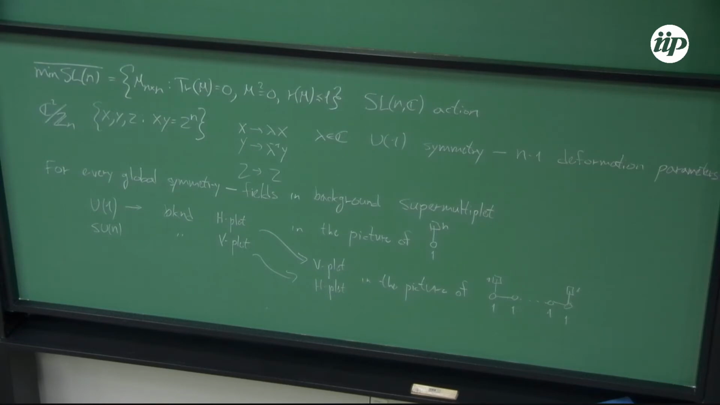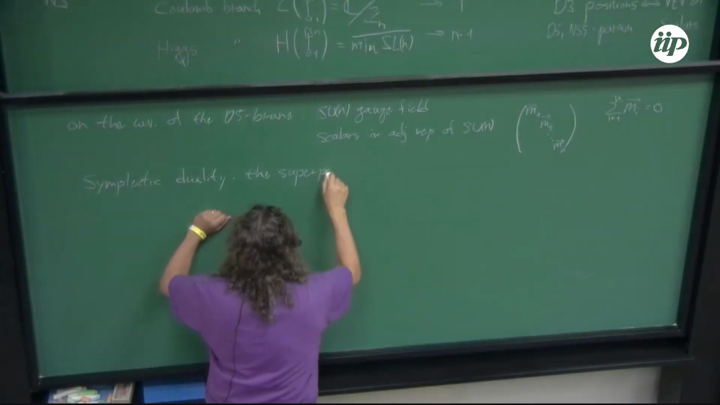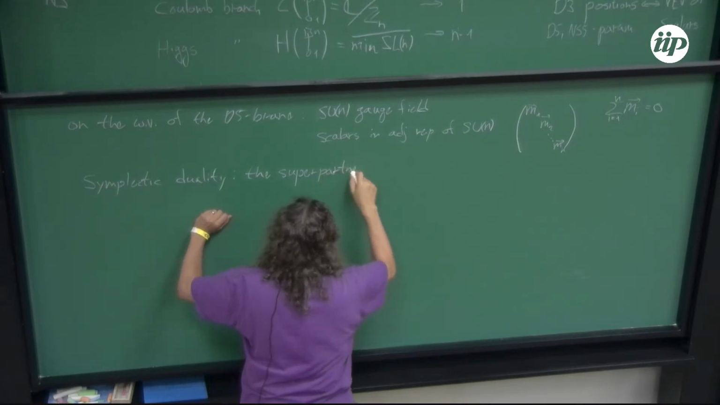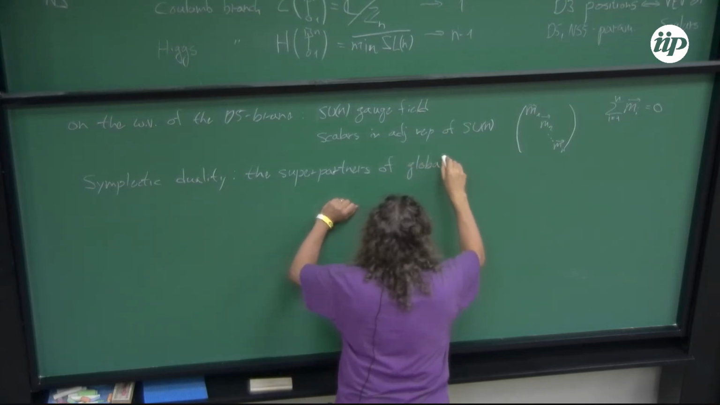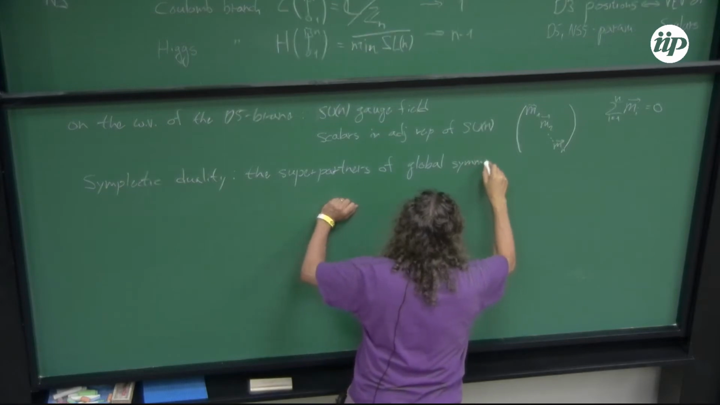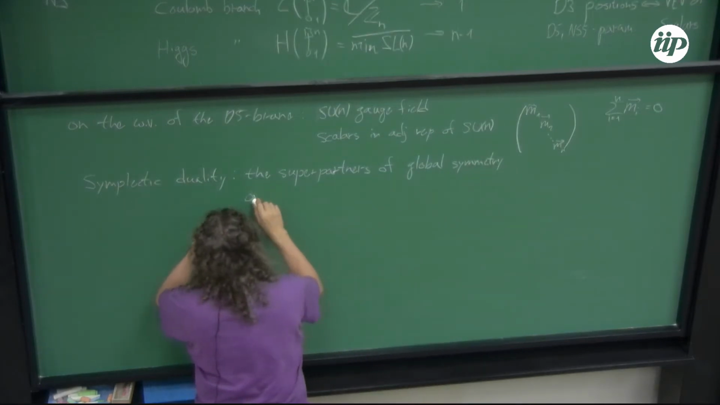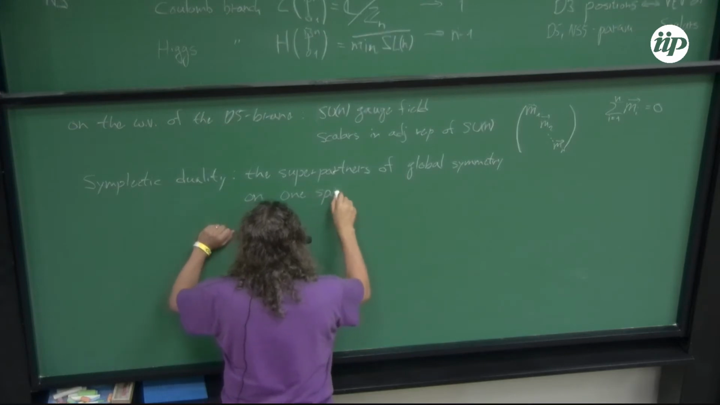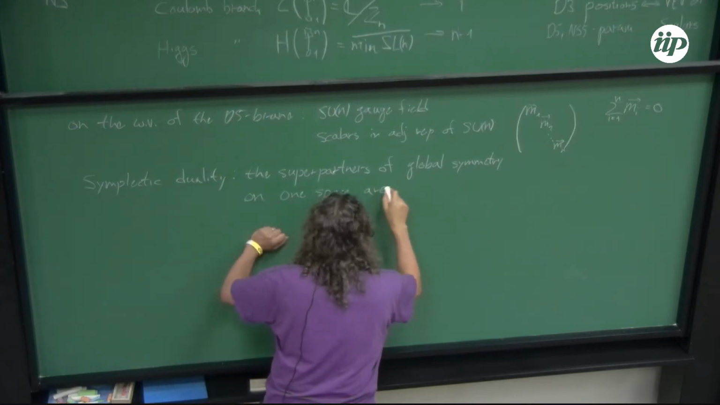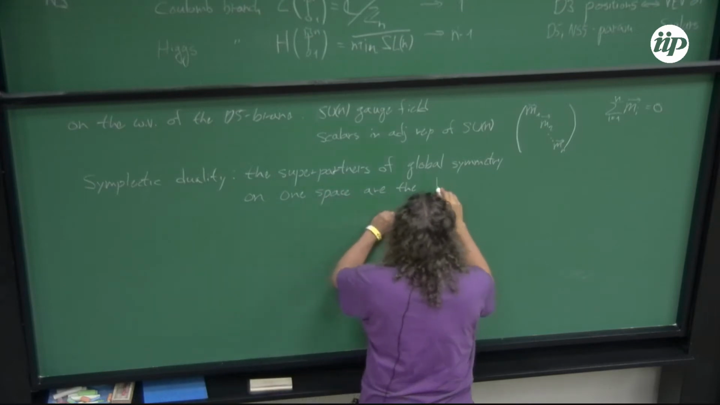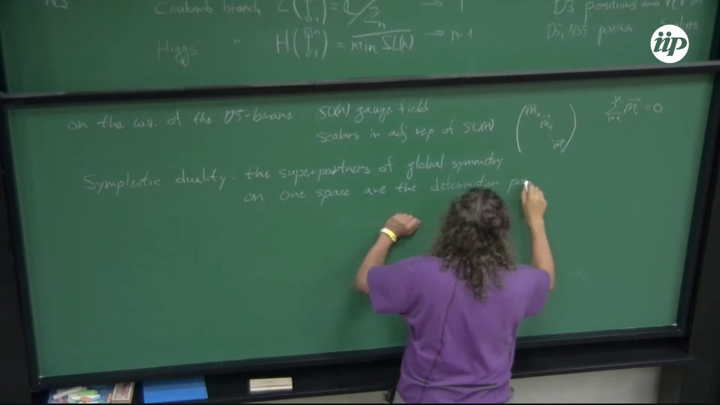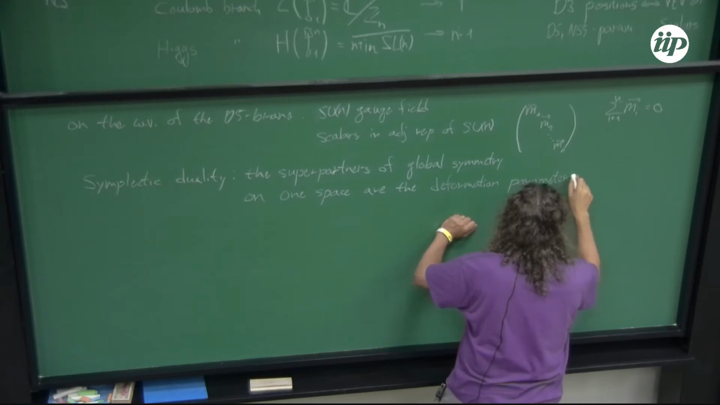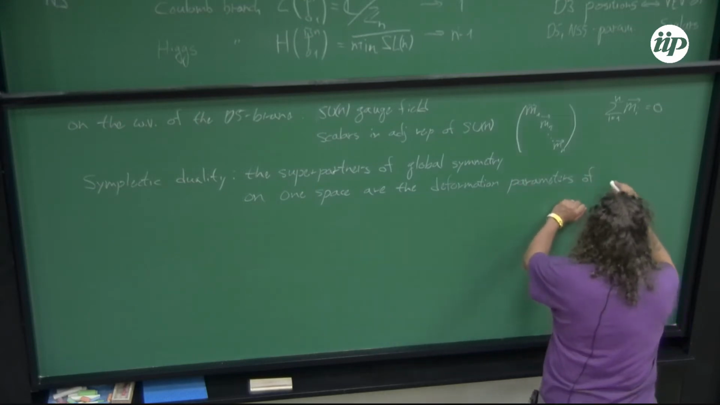And so I'll say it in words. The superpartners of the global symmetry on one space are the deformation parameters of the other space.